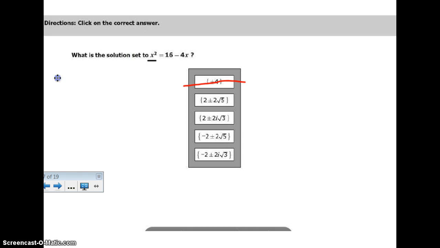Let's try 2 plus or minus 2 radical 5 in place of x. Okay, so let's just try 2 plus 2 radical 5. So the left side, x squared is now going to be 2 plus 2 radical 5 squared. So you're going to plug that into the calculator just the way it looks, and you're going to get 41.8885. Now we're going to do the right side.